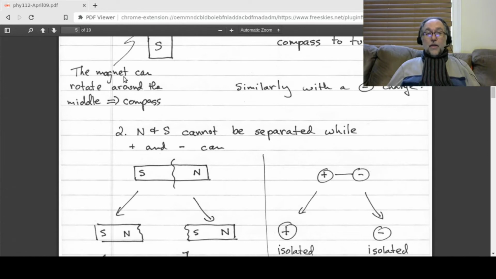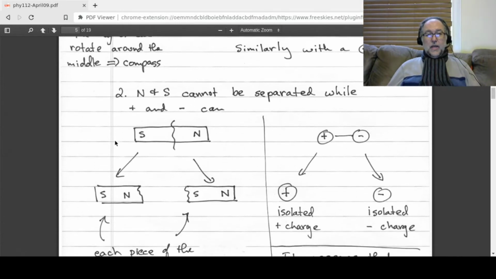Okay, now another experiment that you can do is you could try to separate north and south, and try to separate positive and negative, and you'll discover something really interesting. You cannot separate north and south. And you say, well, can't I just break a magnet in half?